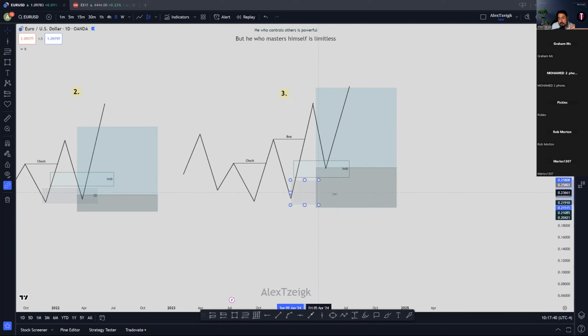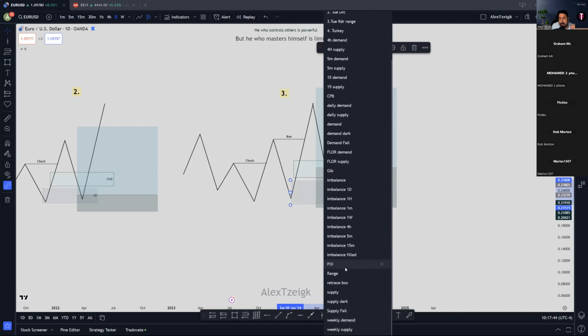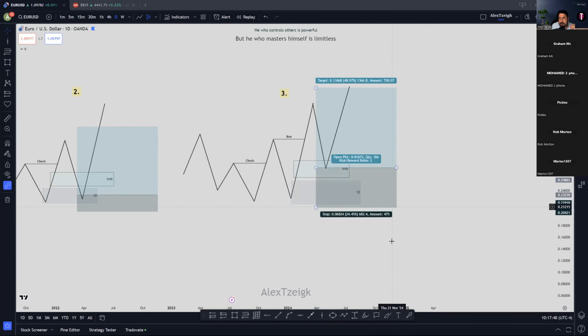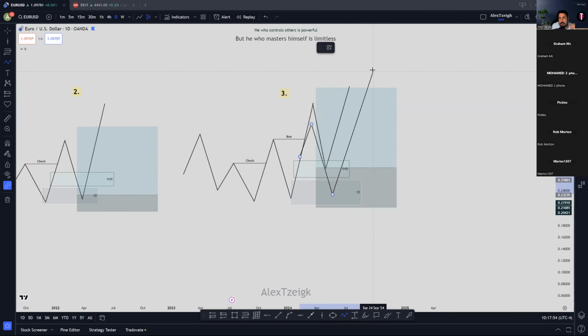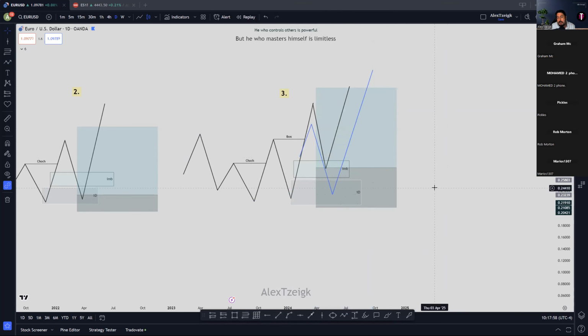from the demand over here. I will put it here so we can see it. Where, of course, we'll make one more line over here. Price might go down here, mitigate this zone, and then go up. Now, what we have seen in these two situations.